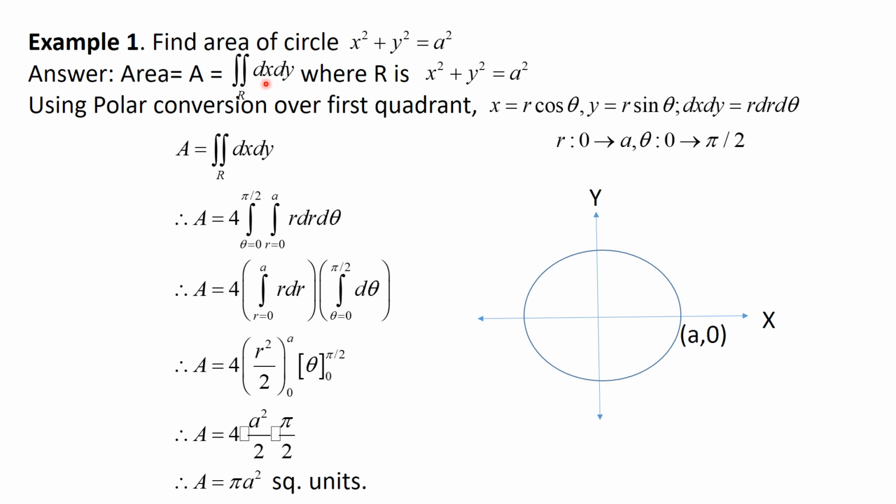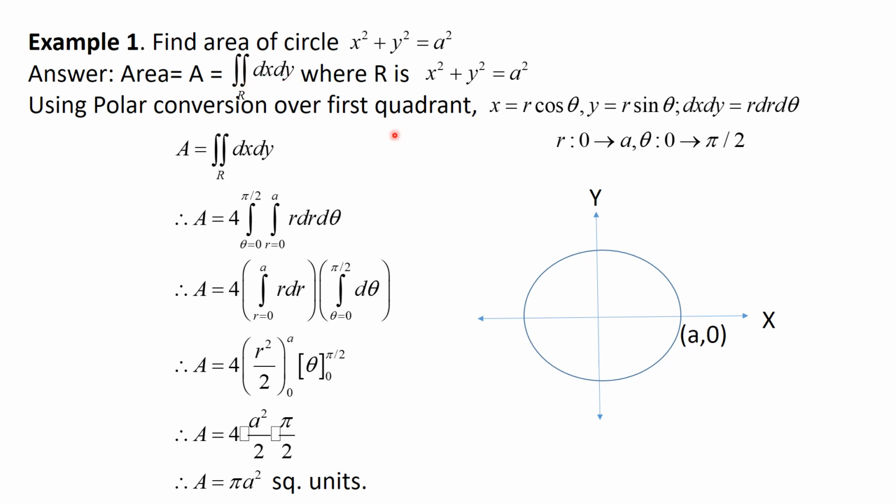To evaluate this integral in Cartesian form, we can use the first quadrant, considering a vertical strip, which is given in terms of y equal to 0 to the upper limit of the curve, that is y equal to root of a square minus x square, and then moving this strip from x equal to 0 to x equal to a. So we evaluate the double integral in Cartesian form with the limits y equal to 0 to y equal to root of a square minus x square and x equal to 0 to a, integrating dx dy.